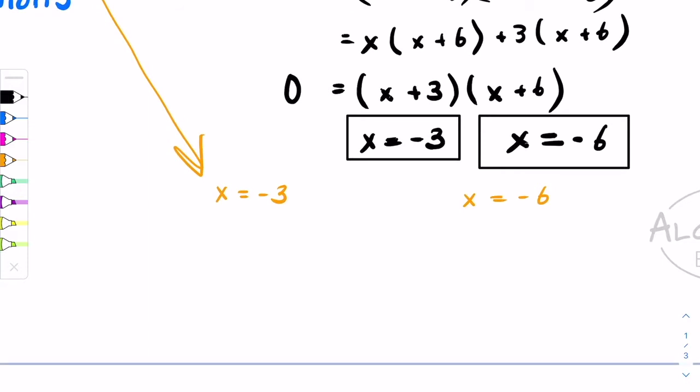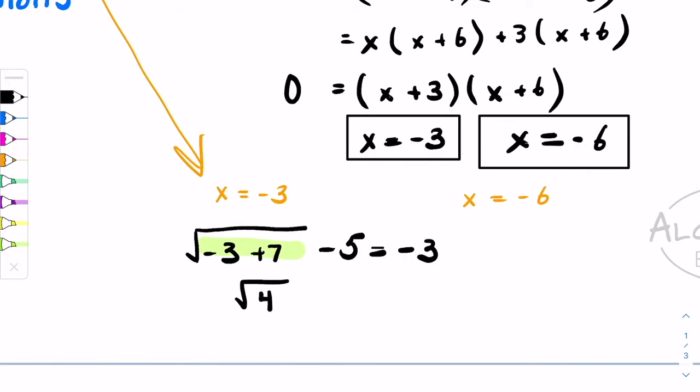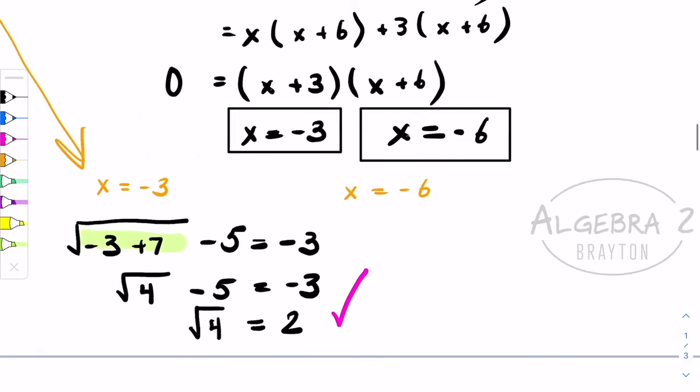Testing when x equals negative 3, this gives us the square root of negative 3 plus 7, and this is minus 5 outside of the radical, and that's equal to negative 3. So the radical expression will be the square root of 4 minus 5 equals negative 3. Add 5 to both sides. The square root of 4 is equal to 2. And that is true because the square root of 4 is 2. So we know that x equals negative 3 is a solution.